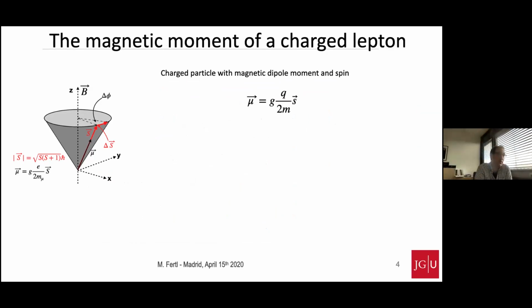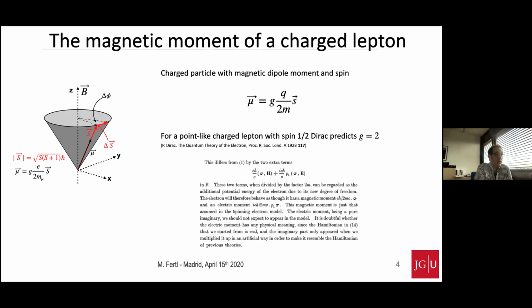For a charged particle with a magnetic dipole moment and spin, we can write down a relation that tells us how strong the magnetic dipole moment is in relation to the spin, and it scales with the Landé g factor. For a point-like charged lepton with spin 1/2, Dirac already in 1928 predicted that this g factor should be 2. In his famous paper of 1928, he also points out another moment of the electron that he wasn't able to handle, which is an electric dipole moment.